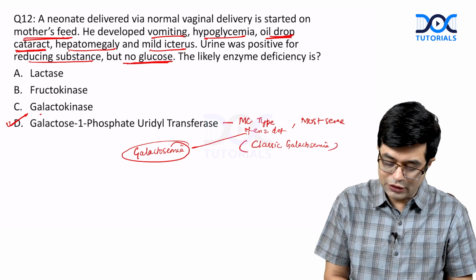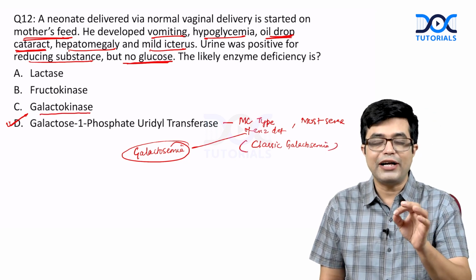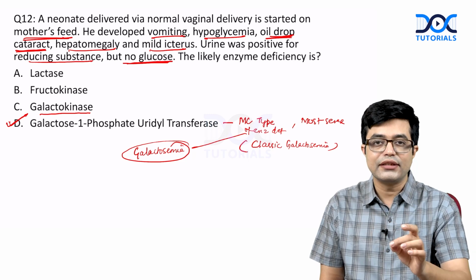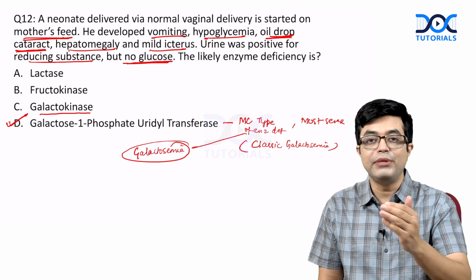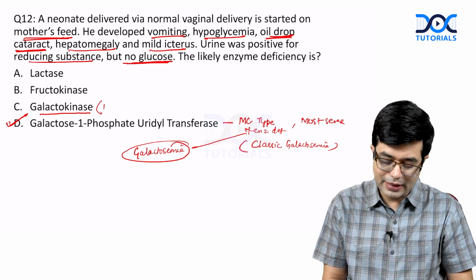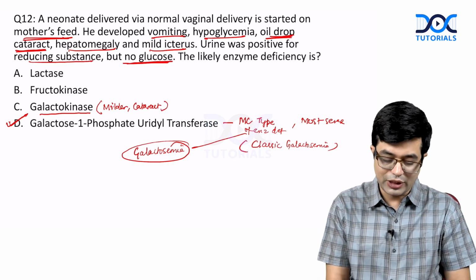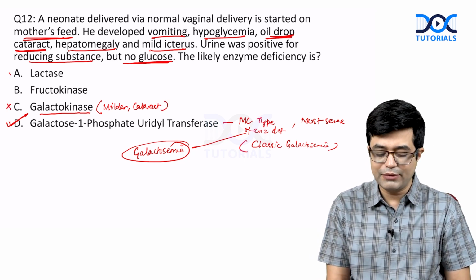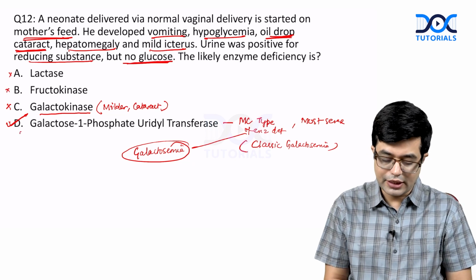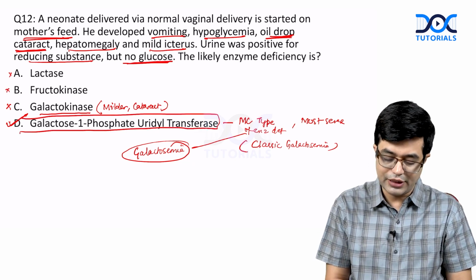In patients with galactokinase deficiency, hepatomegaly, jaundice, and acute presentation will be rare. Galactokinase is a milder illness, and there is cataract which is common, but other features are usually missing, and so galactokinase is not the answer. Other remaining ones are definitely not the answer. Answer here is galactose 1-phosphate uridyl transferase.